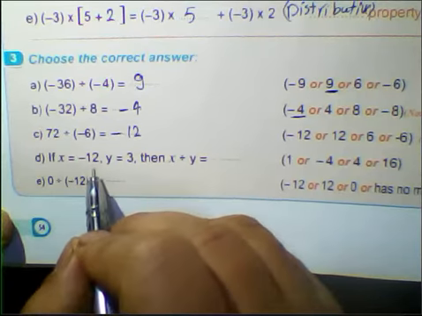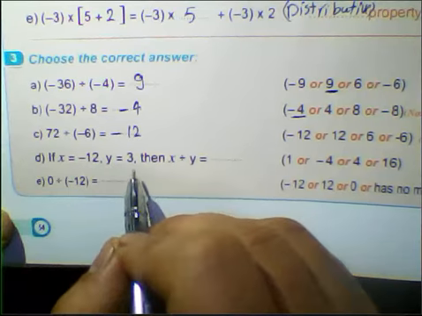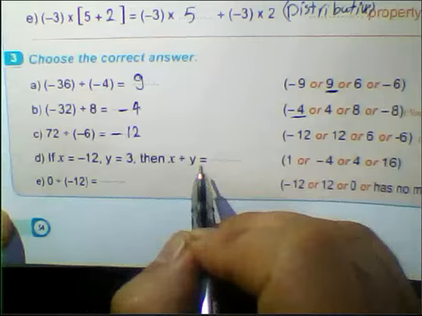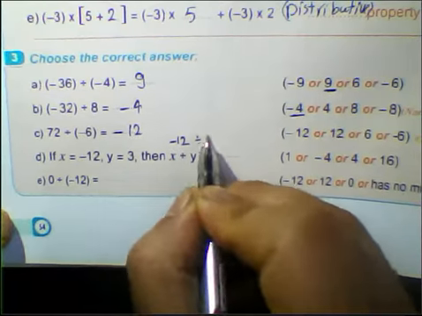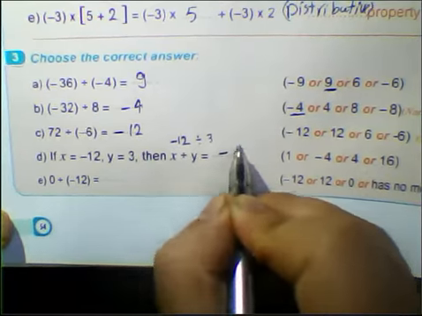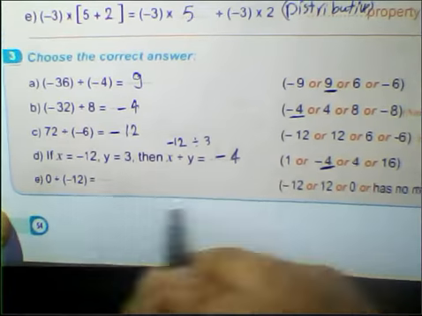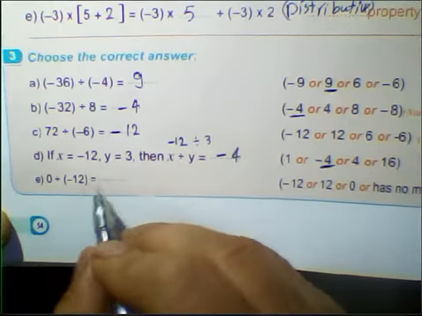If x equal negative 12, y equal 3, then x divided y equal negative 12 divided by 3 equal negative 4. 0 divided negative 12 equals 0.